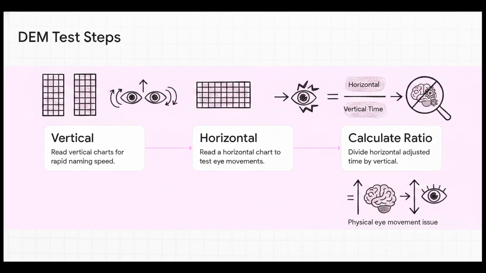The doctor calculates the ratio by dividing the horizontal time by the vertical time. If both times are super slow, well, it's a brain processing delay. But if the vertical time is totally normal and only the horizontal time is slow, boom, the doctor has mathematically isolated the problem. It is definitively a physical eye movement issue.